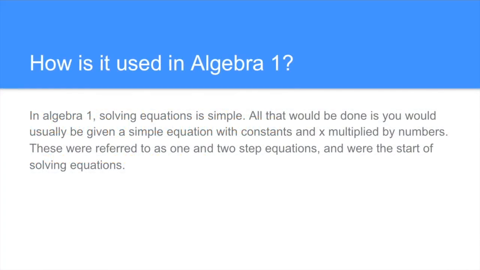How is solving equations used in Algebra 1? In Algebra 1, solving equations are simple. You are given a simple equation with a constant and an x multiplied by numbers. These equations are referred to as one- and two-step equations and were the start of solving equations.